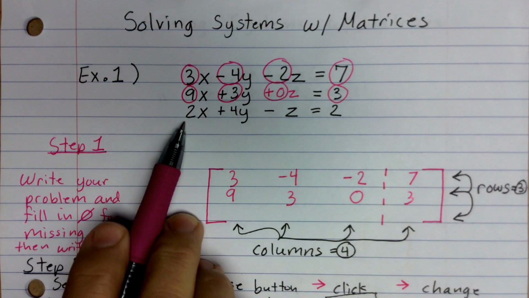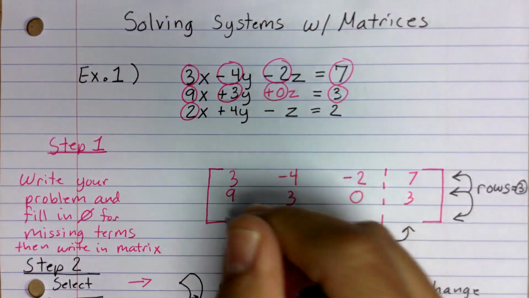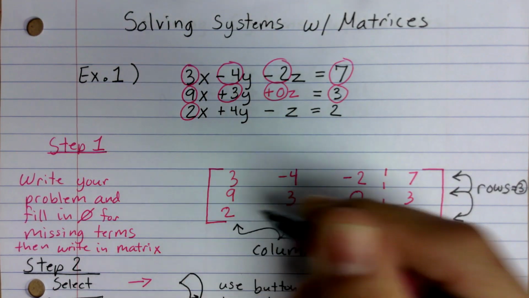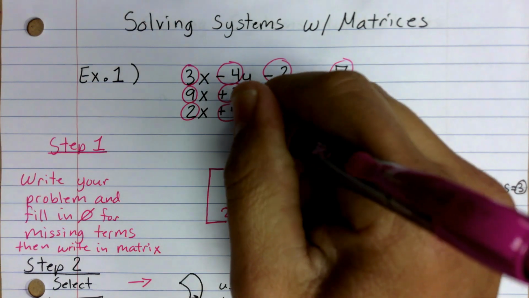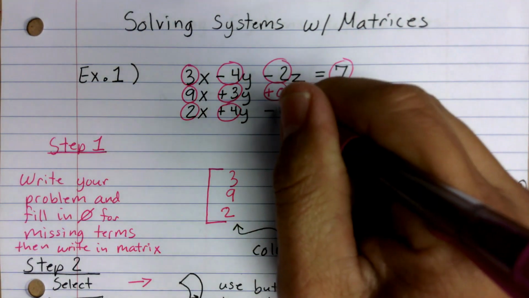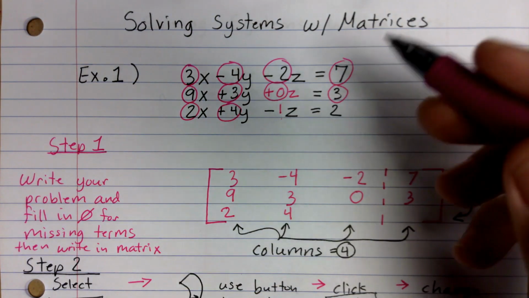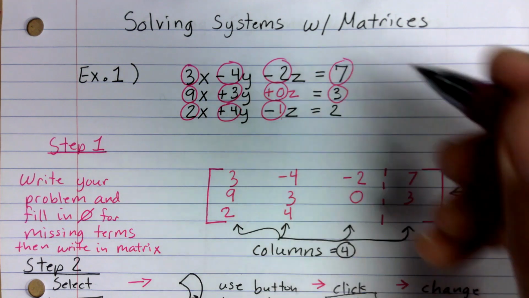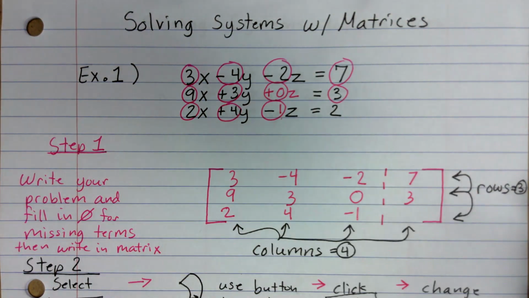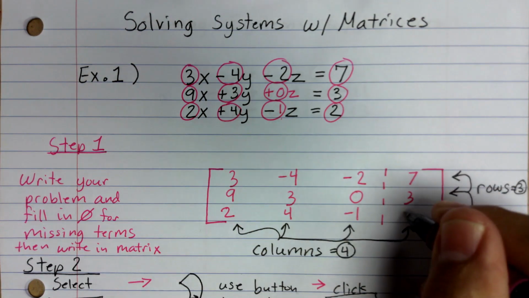And now I'm going to do this for the final equation in my system. So I have 2 for the first one, that's my x's. I have 4 for the second column, that's my y values. And I have negative 1. Remember that anytime there's not a number in front of a variable, there's always an invisible 1. So I have negative 1 for my z's. And then for my answer we have 2.